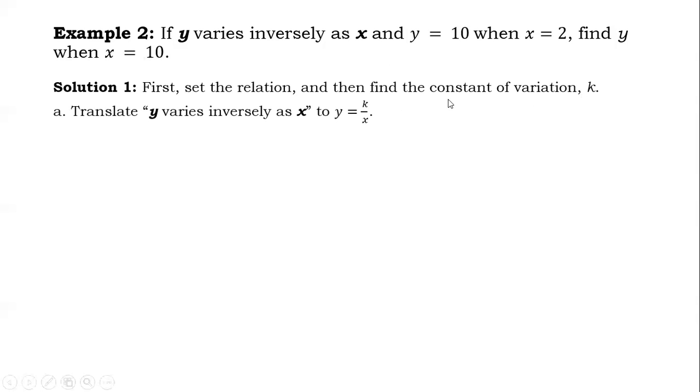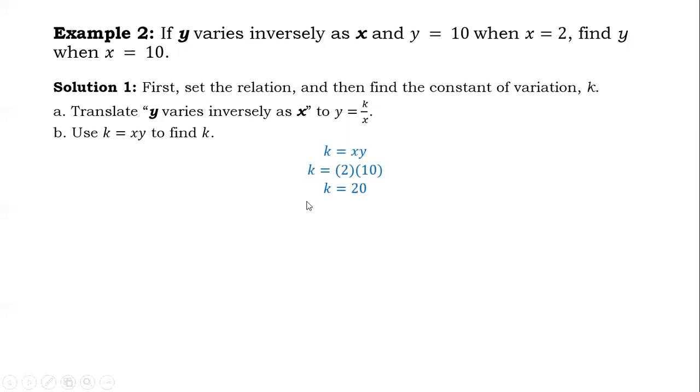First, translate y varies inversely as x. It is written as y equals k over x. Using this equation, let us first solve for the constant of variation, or k. To solve for k, use this formula: k is equal to x times y.